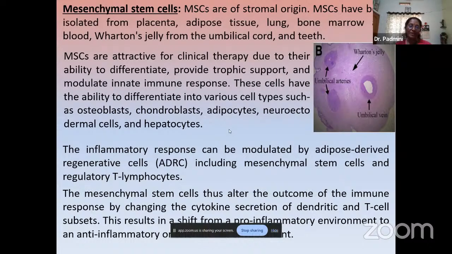The mesenchymal stem cells thus alter the outcome of the immune response by changing the cytokine secretion of dendritic and T cell subsets. Remember what we mean by cytokines? When you're talking about the immune cells, the cytokines are what is secreted so that they can engulf the microorganisms or the antigens, so that they can kill them. So these are the cytokine secretions that you find in the dendritic cells and also in the T cell subsets. This results in a shift from a pro-inflammatory environment to an anti-inflammatory or tolerant cell environment. So this is the one that can induce the autoimmune disorders also.